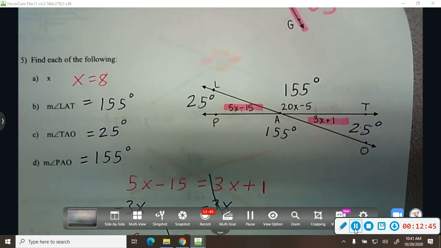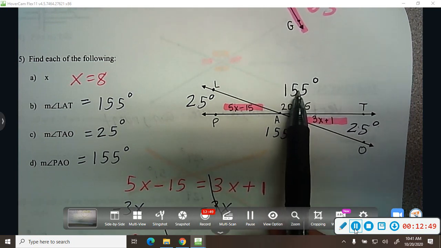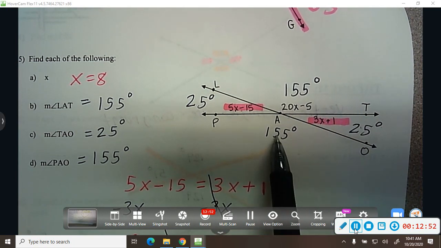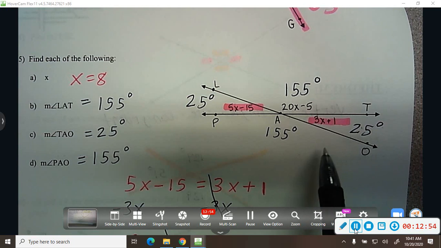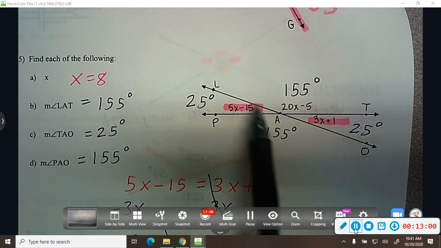So I have found everything they asked me for. I confirmed that these two add up to 180. These two add up to 180. All of these add up to 180. The 4 add up to 360 because they're a circle together. And I confirmed that the vertical angles are also equal.